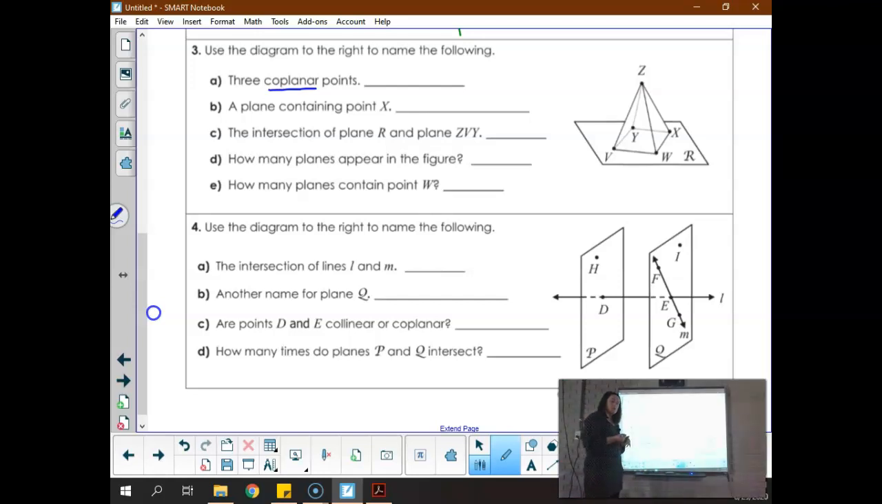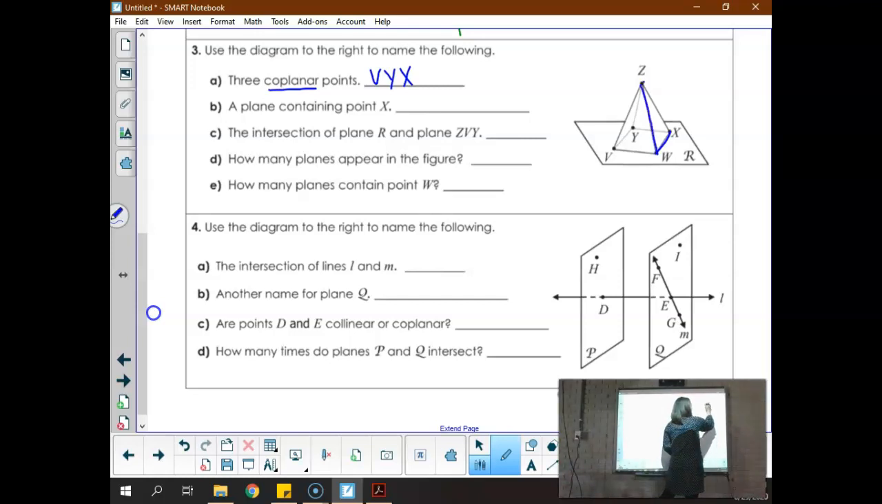Now when I do this, I like to view myself as not lazy, but efficient. So I know there's a bottom plane right here. I'm just going to pick 3 of those points that are on the bottom. So V, Y, and X. That is one option.